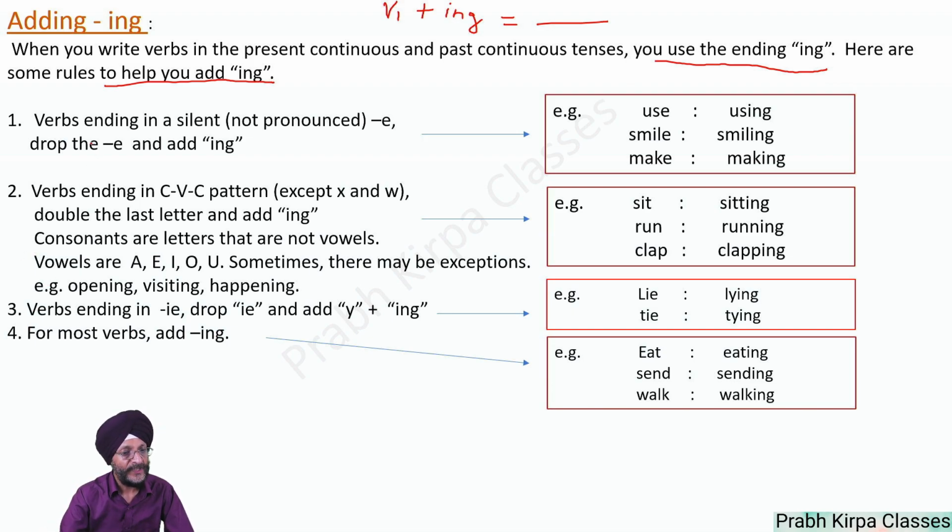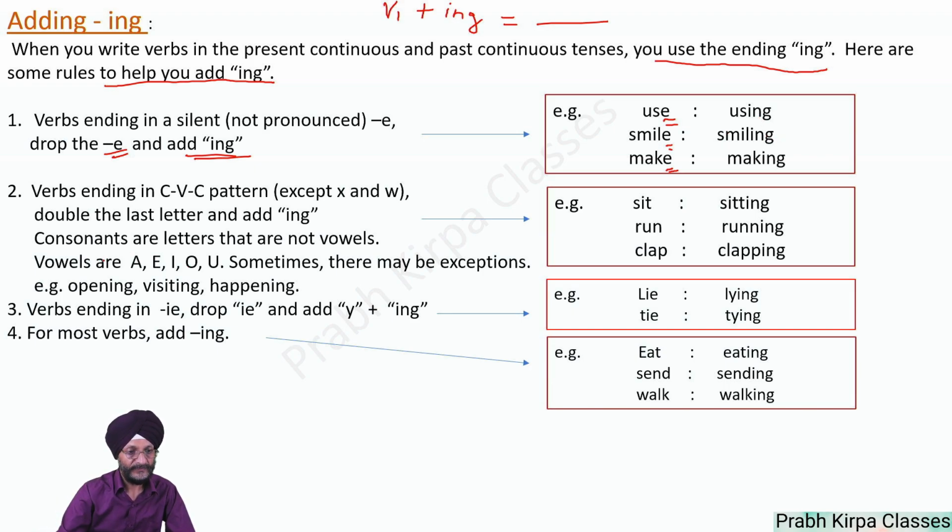First rule, verbs ending in a silent, not pronounced E. For example, use. Here E is not being pronounced. Smile, E is not pronounced. Make, E is silent. So in this case, E is dropped. That is, this E is being dropped, and then we add ing. Use becomes using, smile becomes smiling, make becomes making, and we drop E in all these verbs and simply add ing.